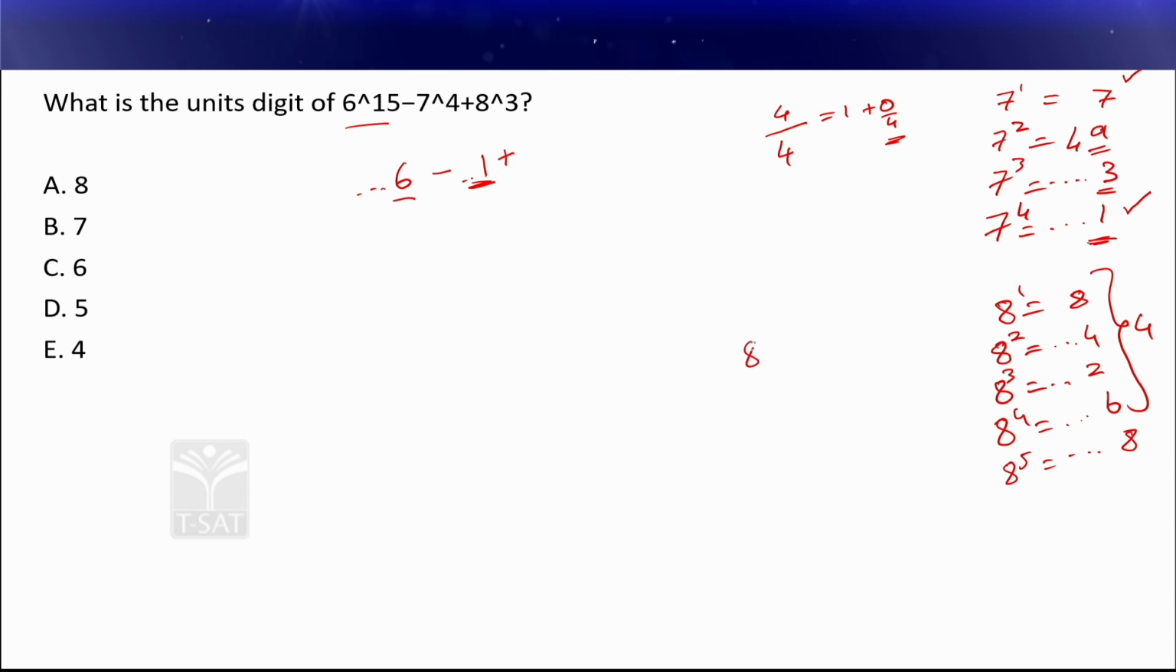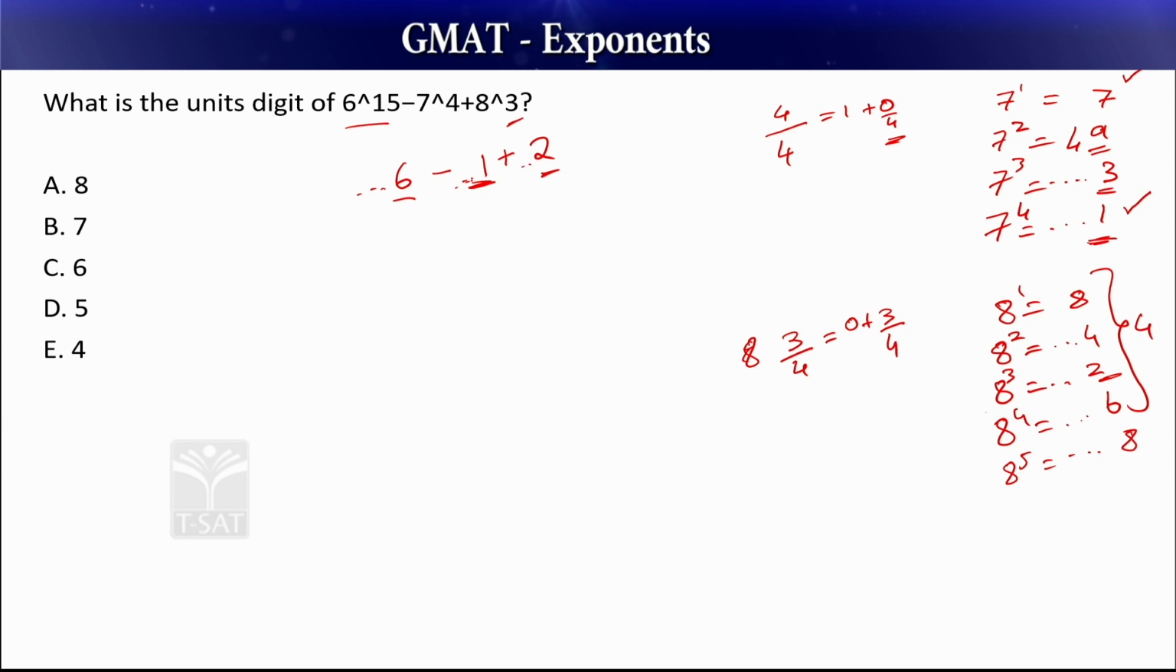So we divide, 8 is raised to the power of 3. 3 you divide by 4, the quotient is 0 and the remainder itself is 3. So you look at 8 to the power of 3, it has 2 as the unit digit. So whatever be the other digits, when you are operating this, only the units digit is of concern. So you can just add the units digits and subtract the units digit, whatever your question is asking you to do, and forget about the rest of the digits to calculate the units digit. So 6 minus 1 is 5, plus 2 will come out to be 7, which is option B.